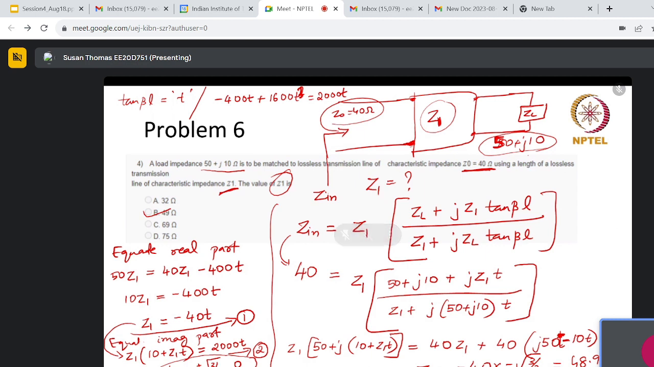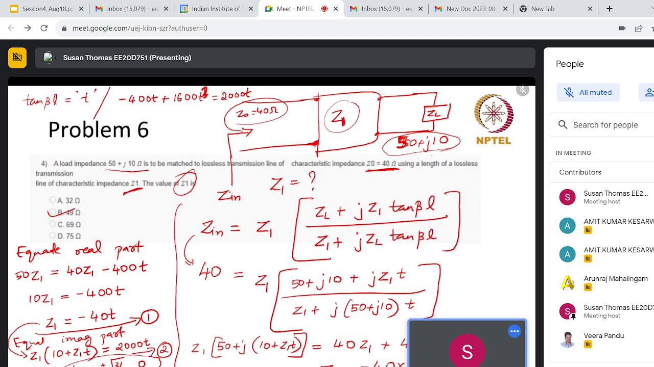Thank you. I hope you got it clear. So what he was saying is, instead of substituting for Z1, substitute for T. Substitute the T value as Z1 by 40. Then it becomes much simpler. No need to go for the solution in the other way around, the cube equation. Okay, you can try that out. Thank you for the suggestion, Amit.